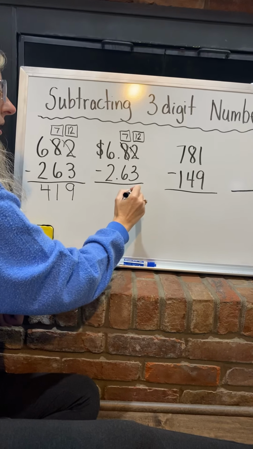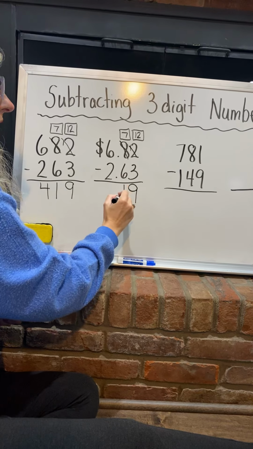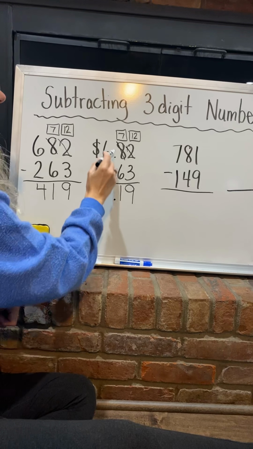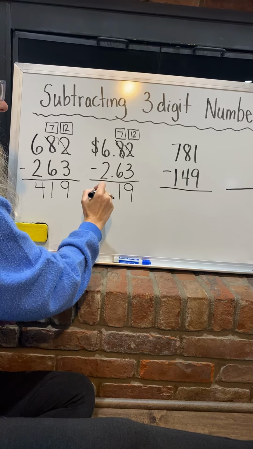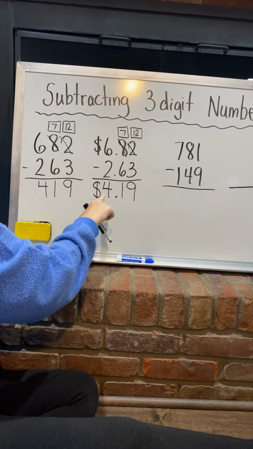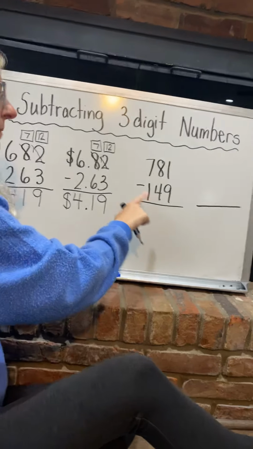12 minus 3 is 9. 7 minus 6 is 1. Now we're going to bring down that decimal point down here. 6 minus 2 is 4. And we're going to bring down that dollar sign. So we have $4.19. All right, let's move over to this problem.